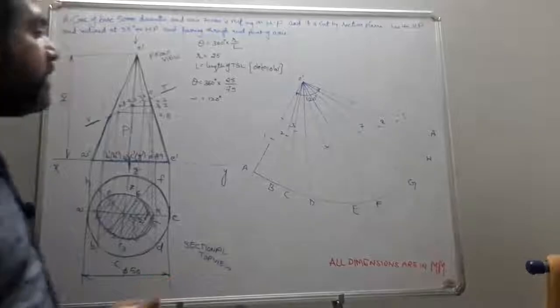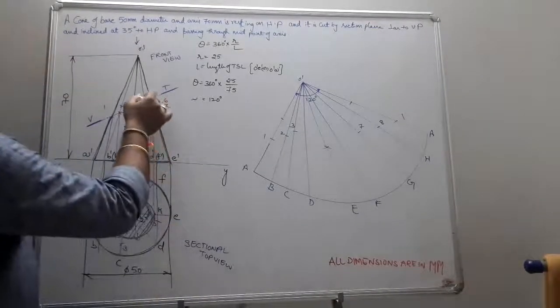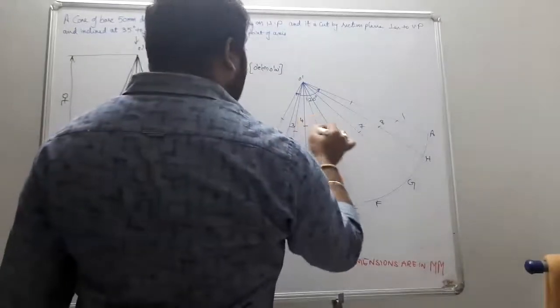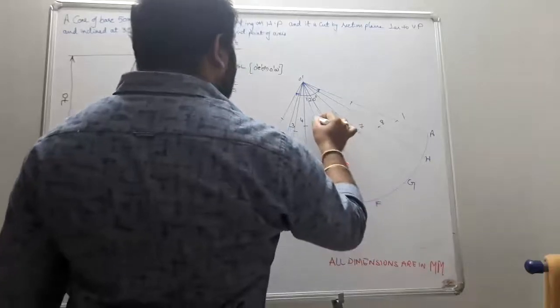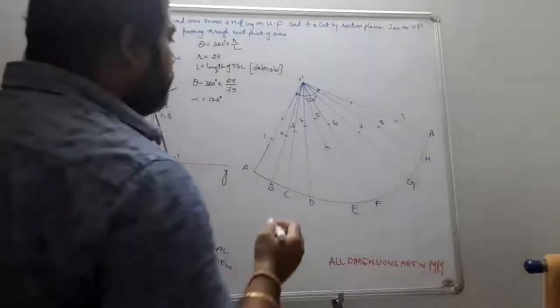Next, 4 and 6. So 4 and 6 are on OD and OF. This becomes your 4. This becomes your 6. And this becomes your 5. 5 is on OE directly. Now join all the points.